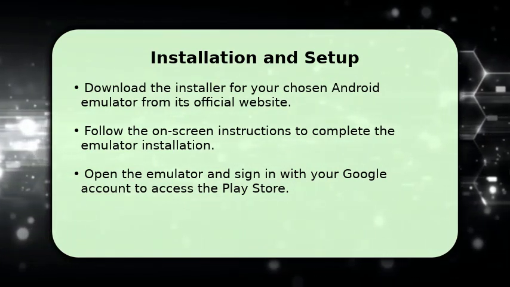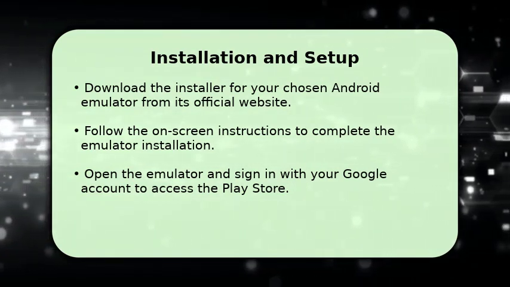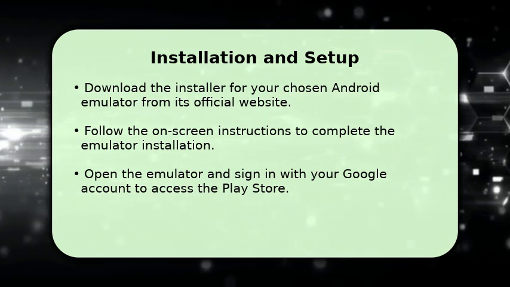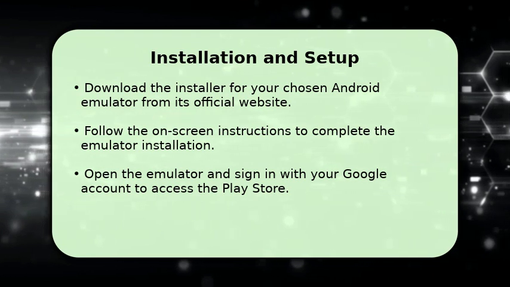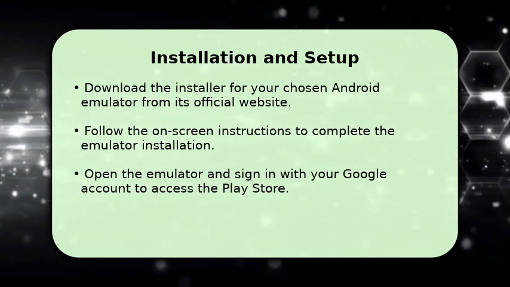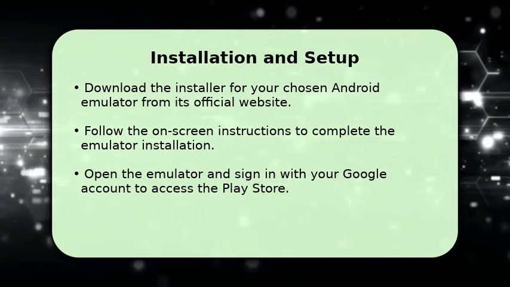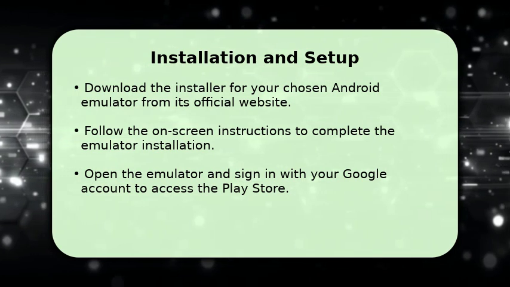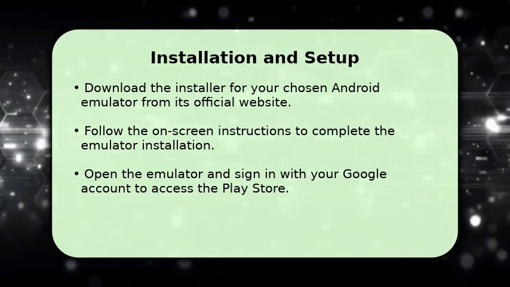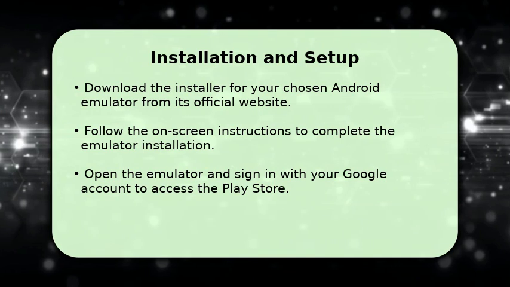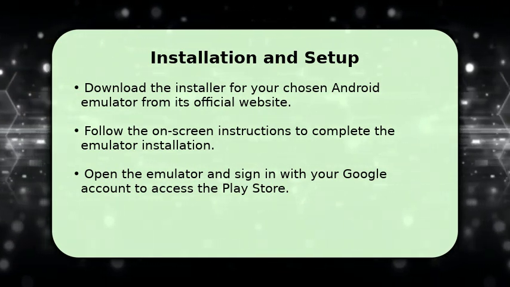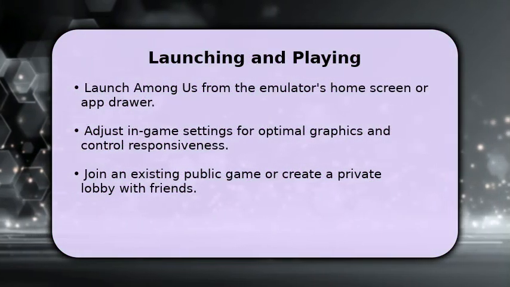First, download the installer for your preferred Android emulator, like BlueStacks, directly from its official website. Run the installer and follow the straightforward on-screen instructions to complete the setup process. Once the emulator is installed, open it up and sign in with your Google account. This grants you access to the Google Play Store. From there, simply search for Among Us and proceed with the game installation, just as you would on an Android phone. With Among Us installed, you're ready to play.